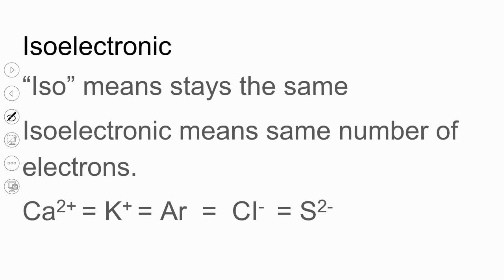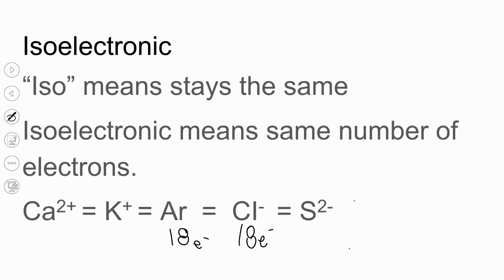So if we look at this example down here, all of these atoms or cations or anions have the same number of electrons. So if we look at argon on the periodic table in the noble gases, it has 18 electrons. And then we can move away from argon, and if we move left, we have chlorine. And chlorine has 17 protons, but if we add one more electron, then we have 18 electrons.